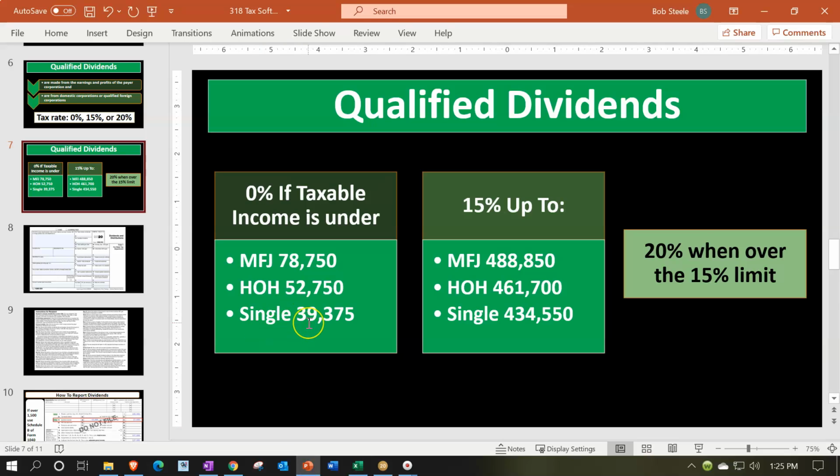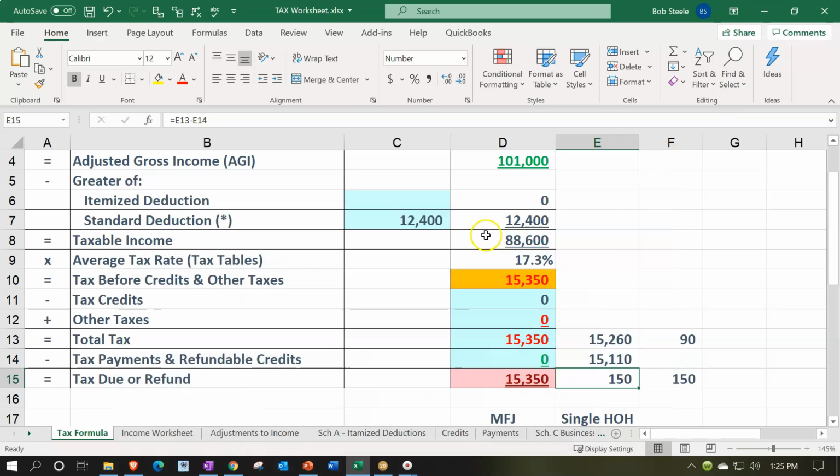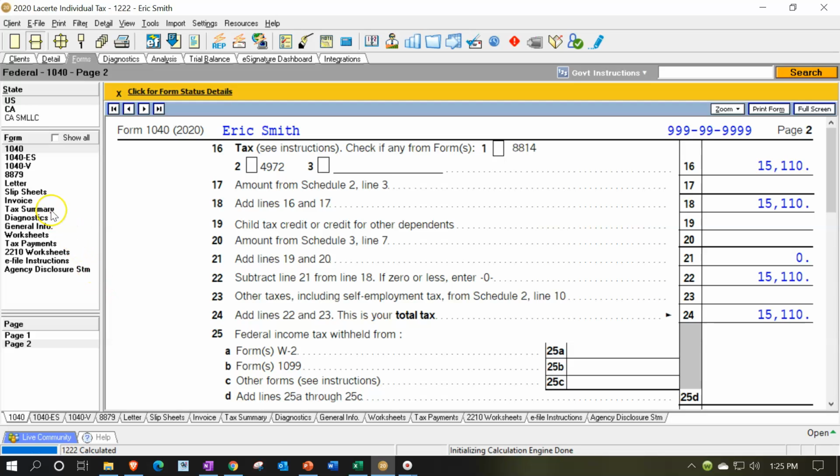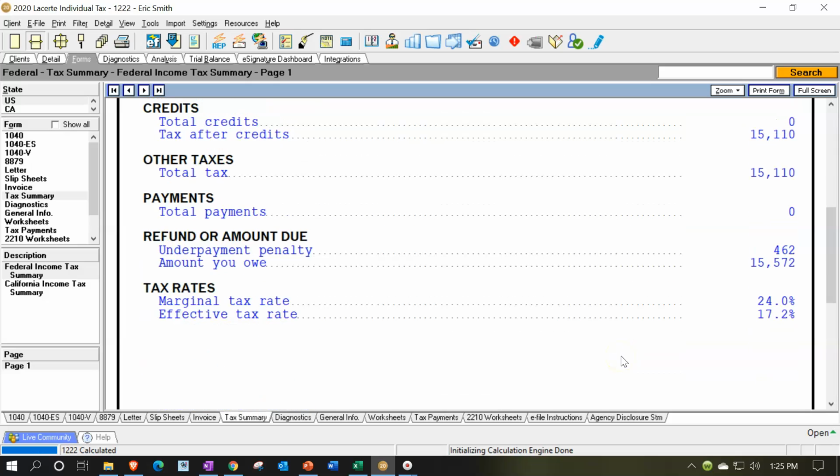Because if we look over here, we see the rates. If it was single, making income over 39,375 to 434,550, it's going to be 15%. So we have a 15% tax rate there. Now, if I go back to our software and take a look at the average and effective rates, if I go to the tax summary and look at our marginal rate, the highest rate, it's at 24%. And the effective rate, the average rate, is at 17. So we're being taxed at something less than that, which would be the 15%.